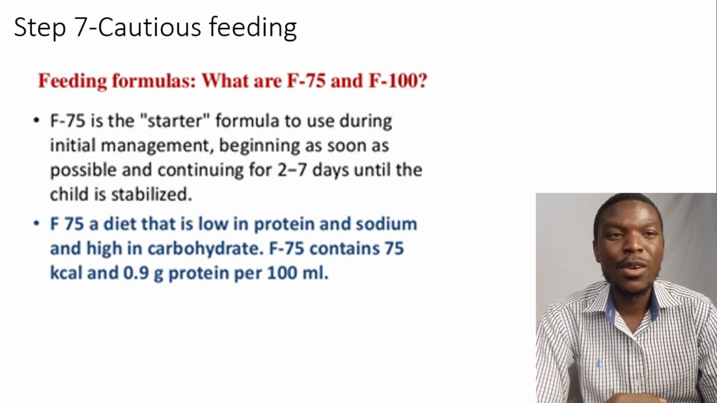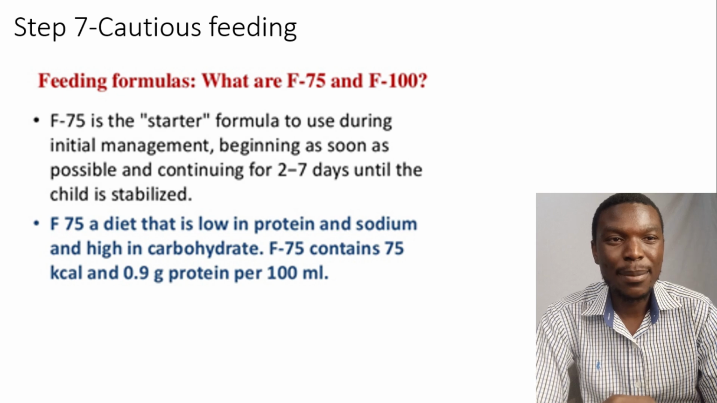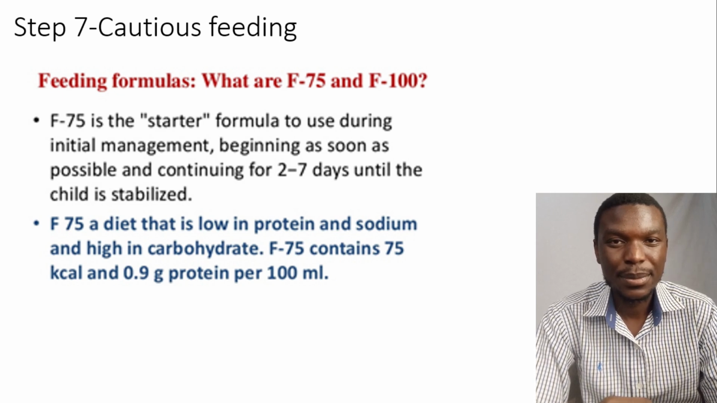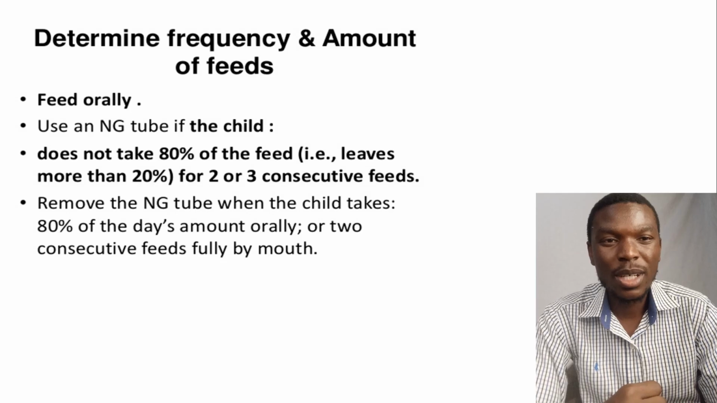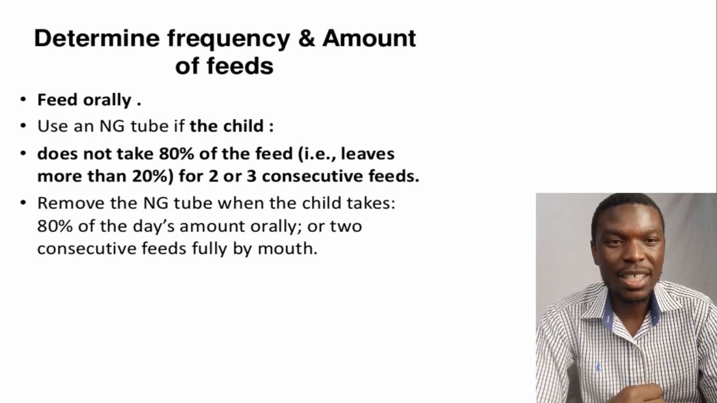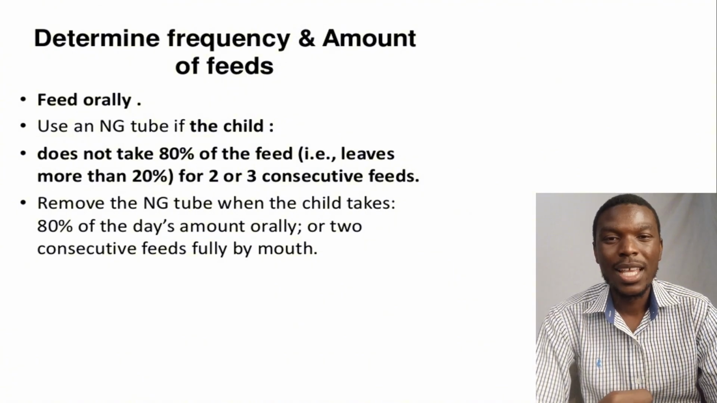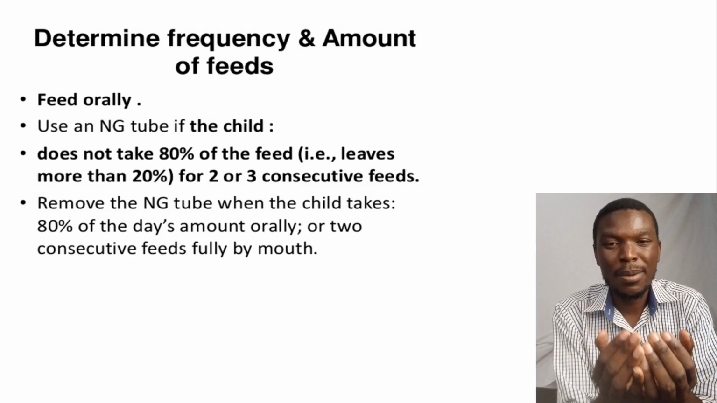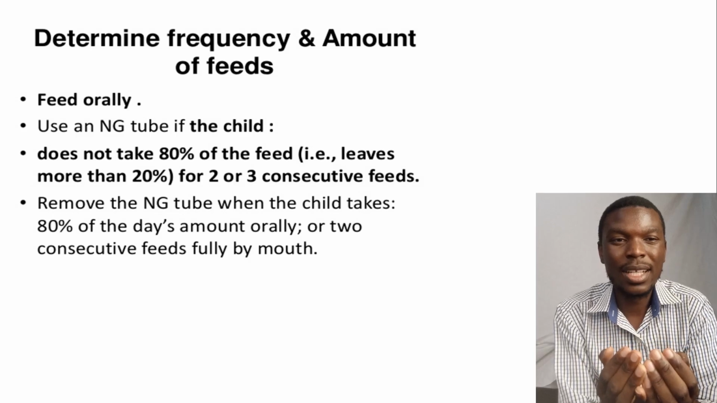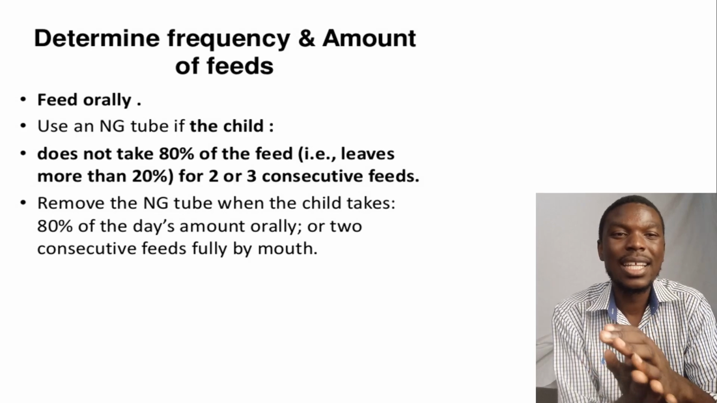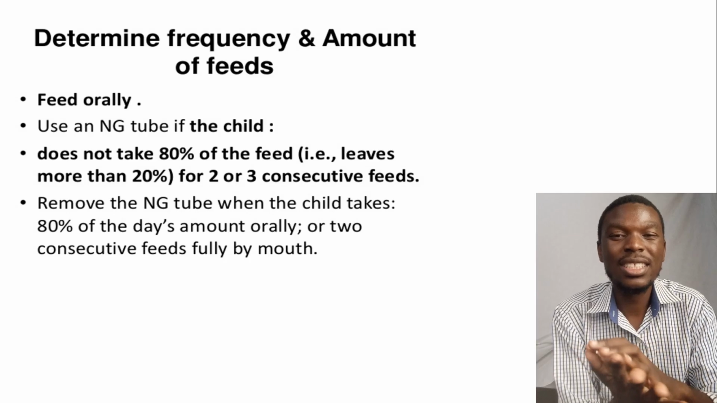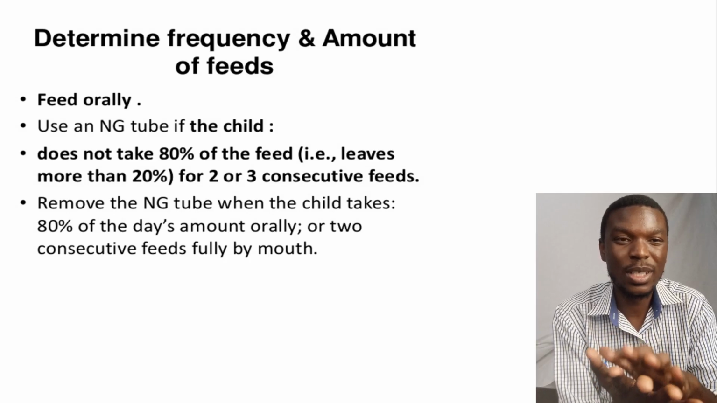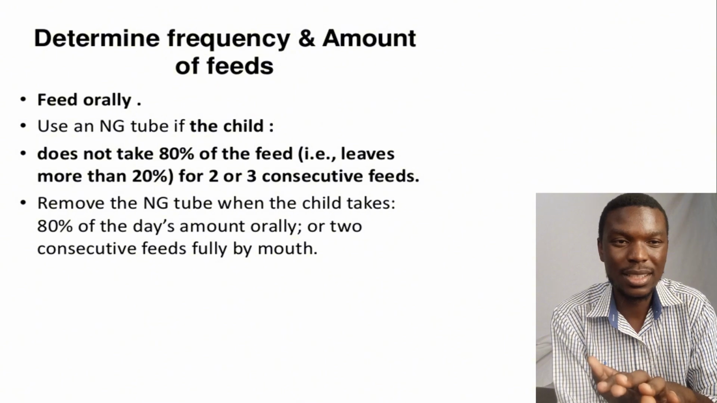So how are we going to determine the frequency and the amount of feed? Feed orally, using an NG tube if the child does not take 80% of the feed. So you try to feed the child with a spoon. In that bowl that you have prepared, the child is only able to take 20%. That 80%, the child is not eating anything. It's refusing to eat.